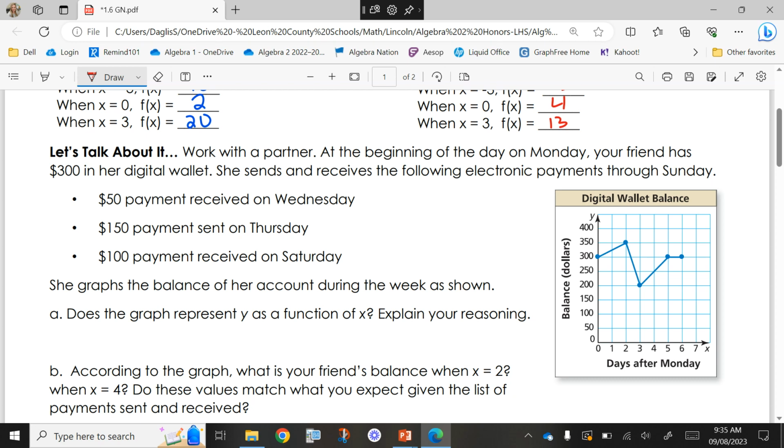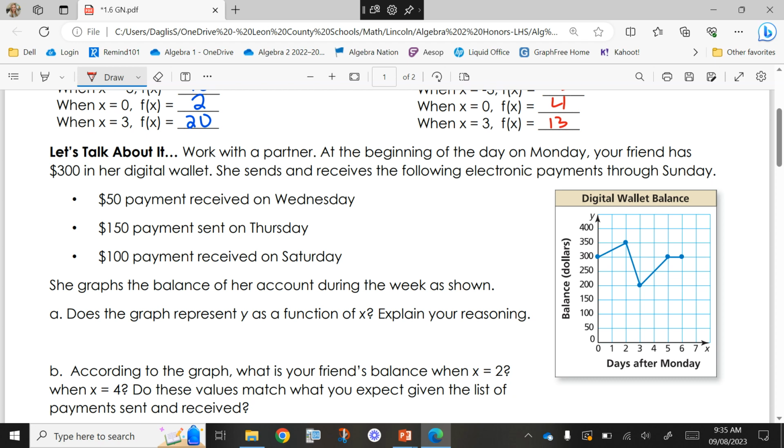So work with your partner. At the beginning of the day on Monday, your friend has $300 in her digital wallet. She sends and receives the following electronic payments through Sunday. Okay, so she receives $50. A $50 payment was received on Wednesday. A $150 payment was sent on Thursday. And a $100 payment was received on Saturday. She graphed her balance on the graph shown.